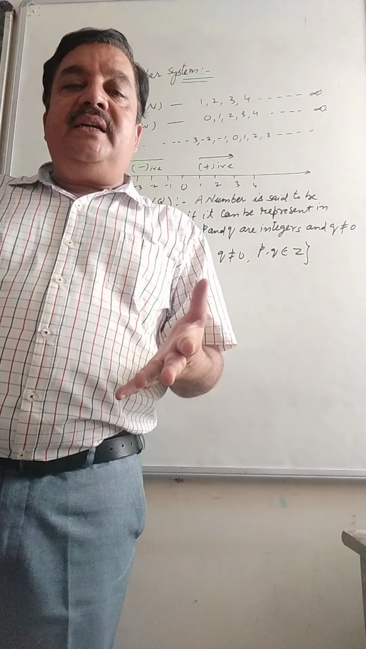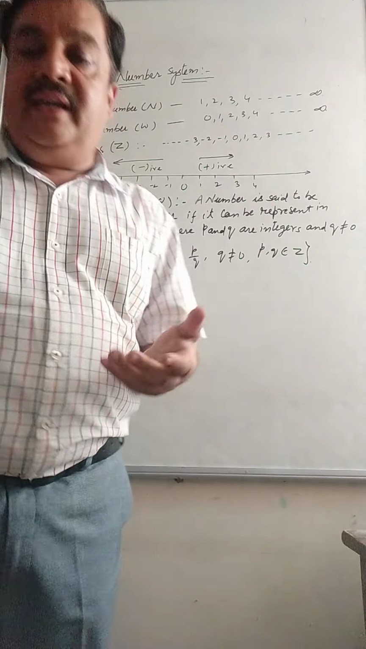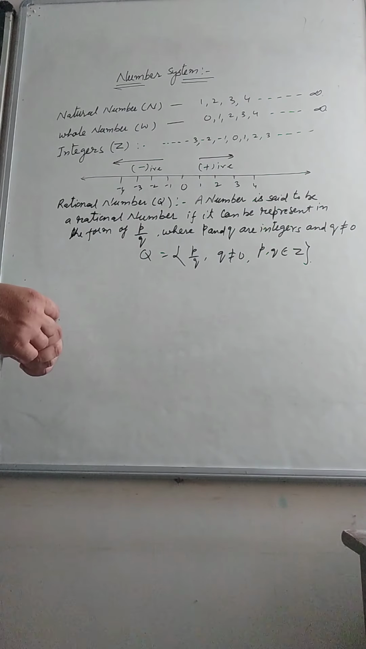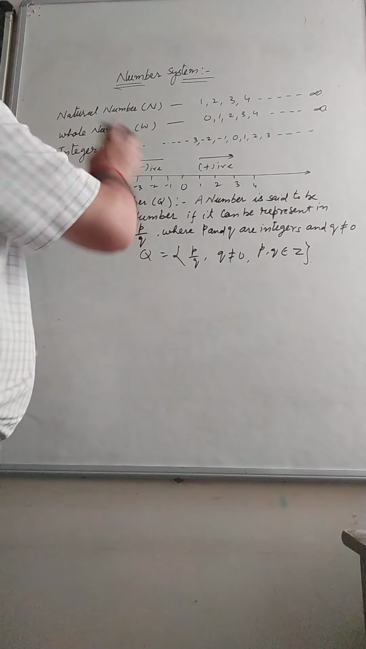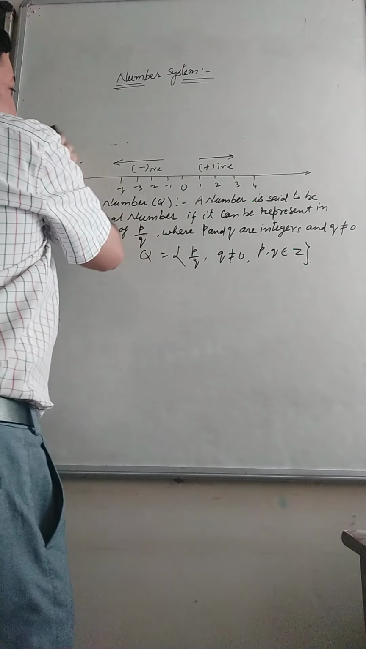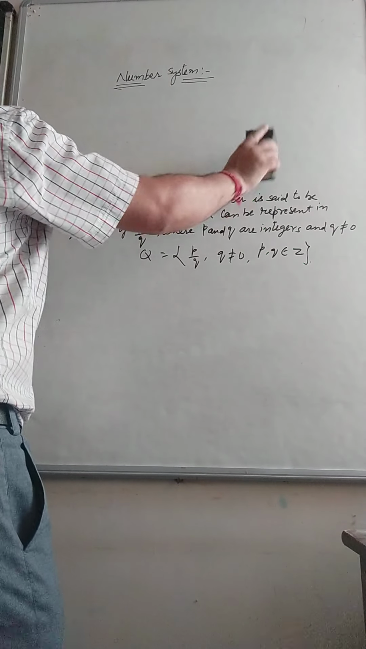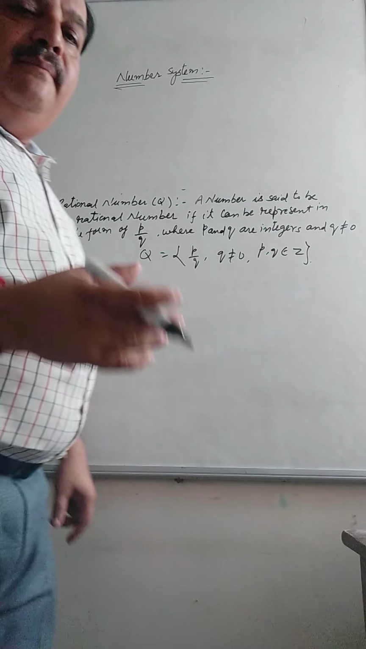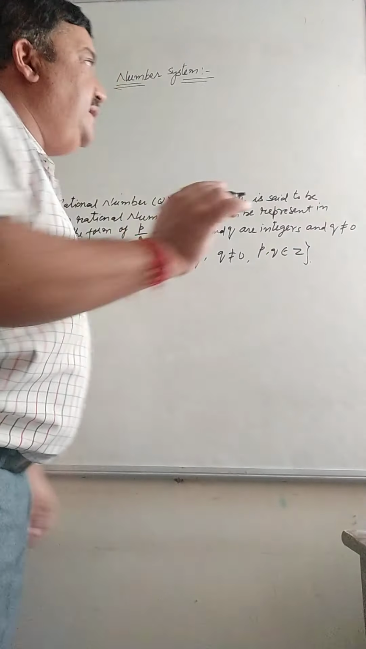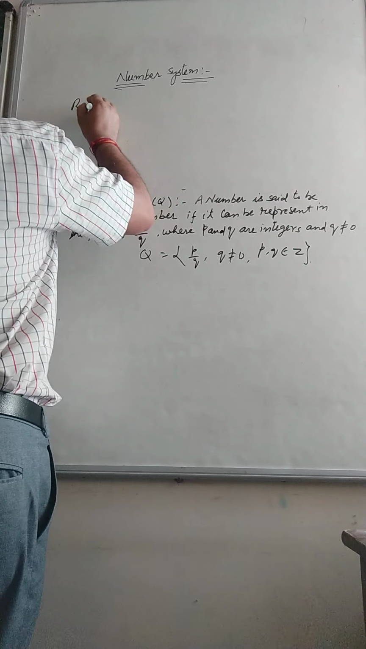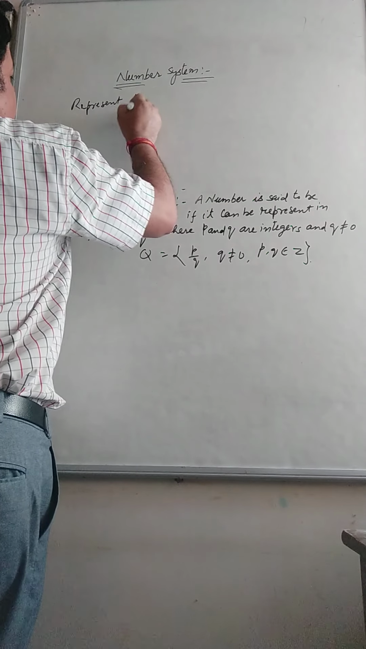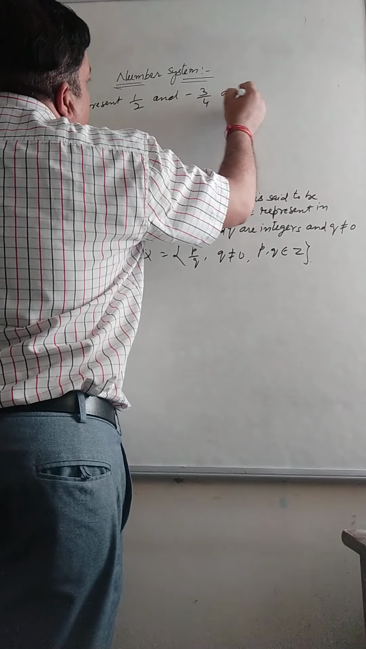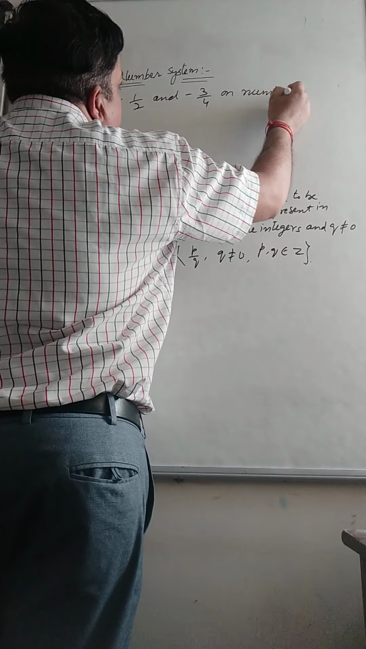Now how to represent a rational number on the number line? Say you are asked to represent 1 upon 2 on a number line. I am removing this natural number, integers and all. So how to represent 1 upon 2 and minus 3 upon 4 on the number line? Represent 1 upon 2 and minus 3 upon 4 on the number line.